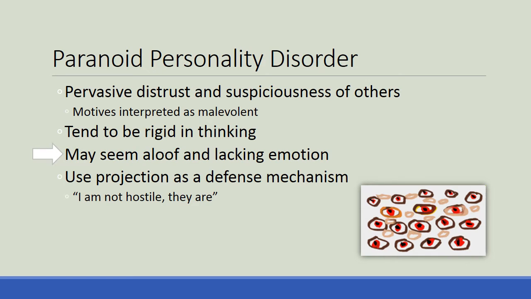They may seem aloof and lacking emotion, and they use projection as a defense mechanism, as evidenced in a statement like, "I'm not hostile, they are." They're prone to misconstrue innocent comments and minor events as having a hidden or threatening meaning, and they are usually extremely guarded and difficult to get along with, leading to difficulty establishing and maintaining relationships. People diagnosed with this disorder usually only come in contact with clinicians when they are in crisis. They may seek treatment for severe symptoms of depression or anxiety, but often don't feel a need for treatment of paranoia.